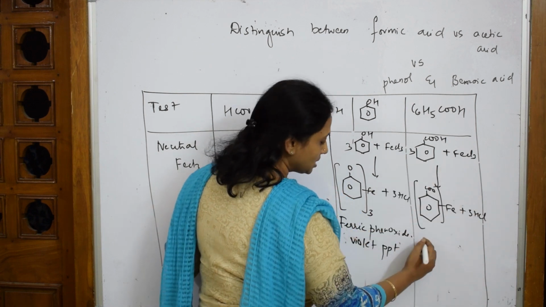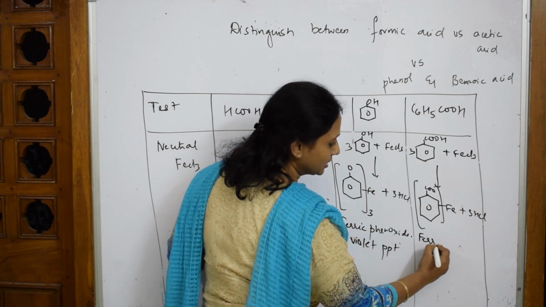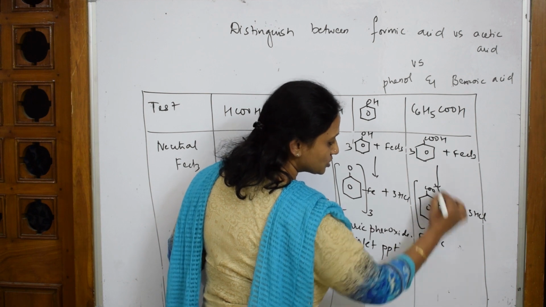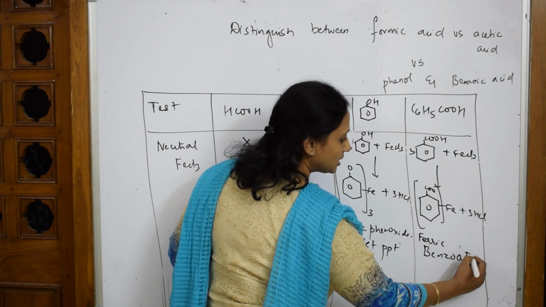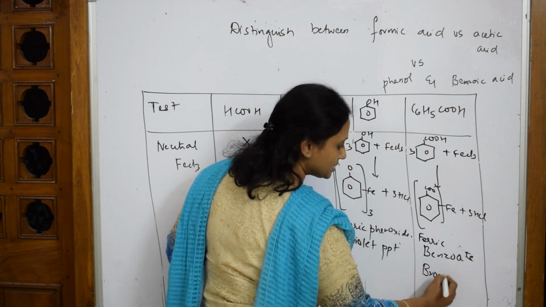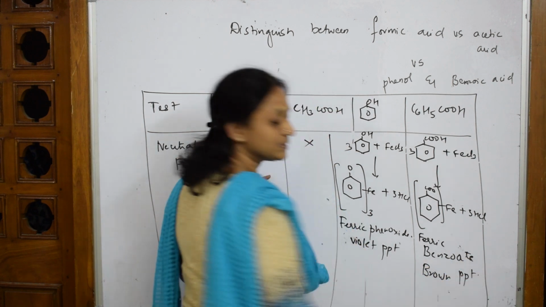What is this called? This is called ferric benzoate. Ferric benzoate. The color of this is a brown PPT. Brown PPT. That's it.